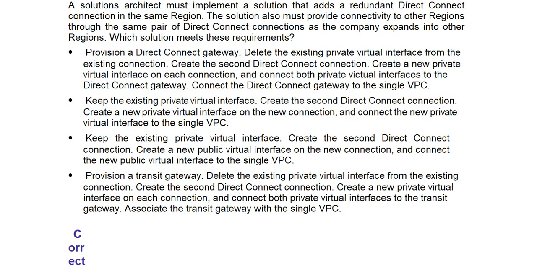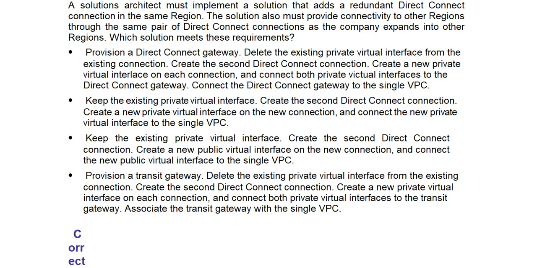Option A. Provision a Direct Connect gateway. Delete the existing private virtual interface from the existing connection. Create the second Direct Connect connection. Create a new private virtual interface on each connection and connect both private virtual interfaces to the Direct Connect gateway. Connect the Direct Connect gateway to the single VPC.